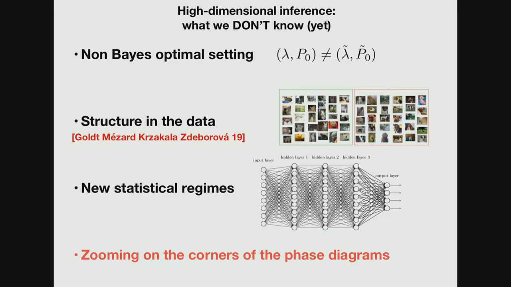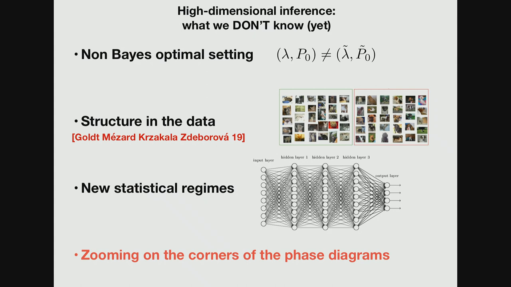All right, so this was for the bright side, what we know, but there are many things we don't know. Again, this is a very biased view. There are, of course, many, many other things we don't know, but this is the kind of thing that I'm interested in these days. So in particular, the non-Bayesian optimal settings.